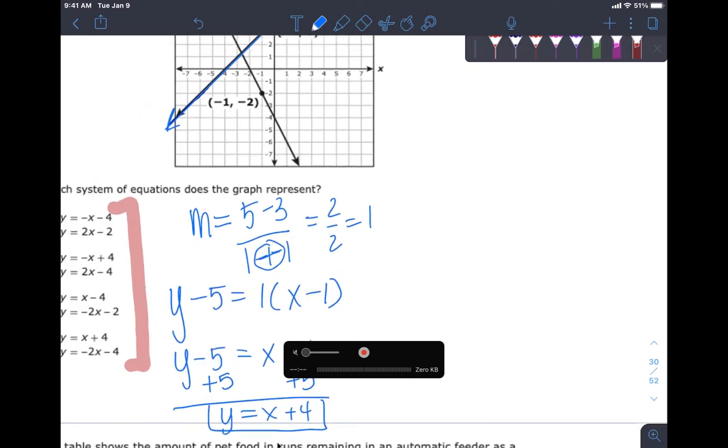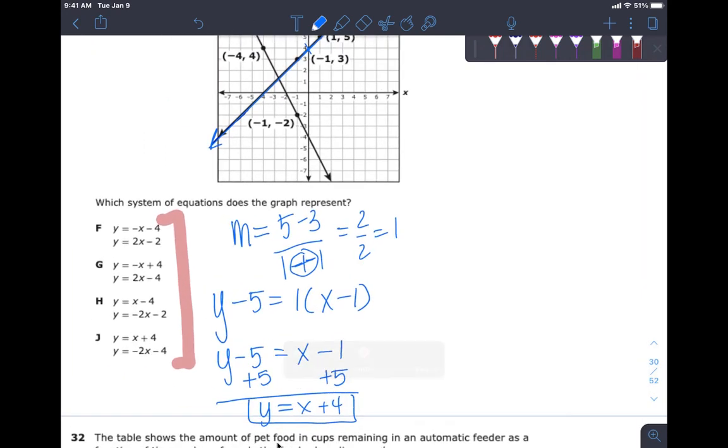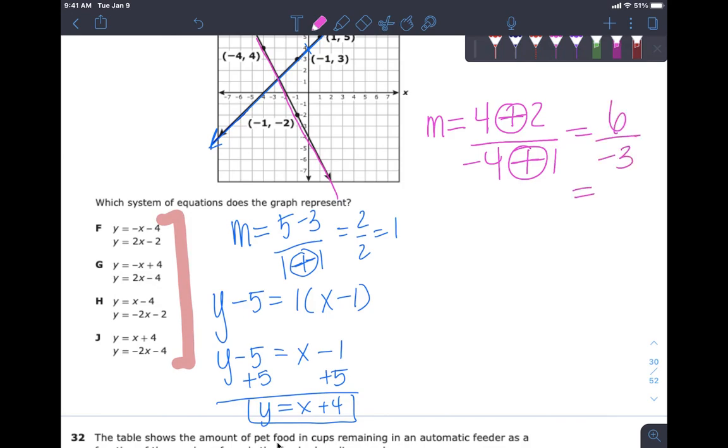Now, I want to do the second one, which I'll label as my pink line. And I'll use y equals mx plus b. So first thing, I'm going to calculate my slope. 4 minus negative 2, all divided by negative 4 minus negative 1. Two negatives make a positive. My slope is negative 2.